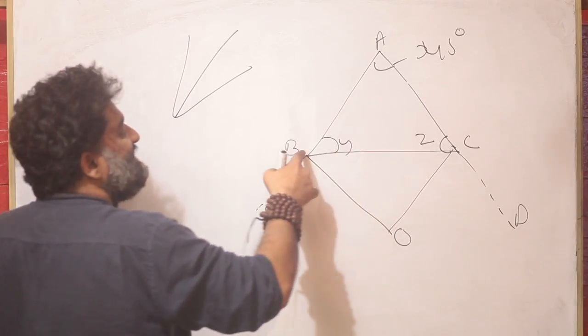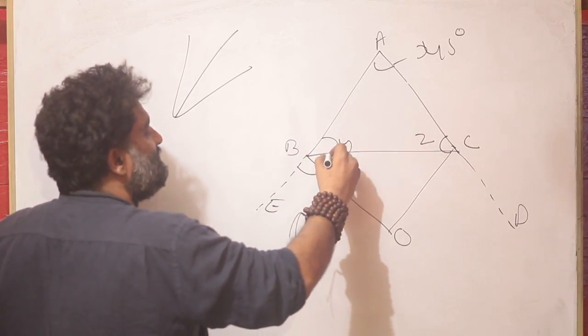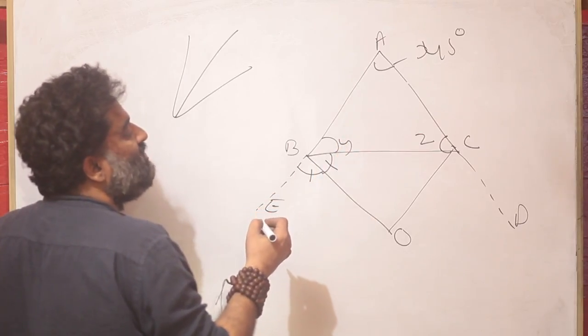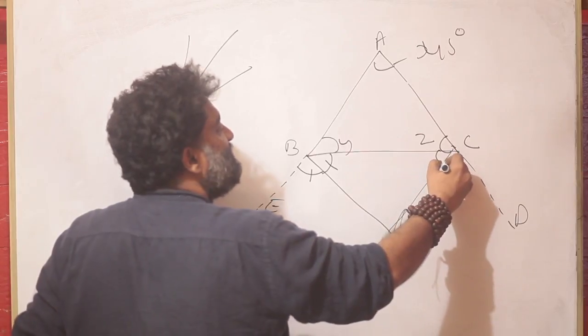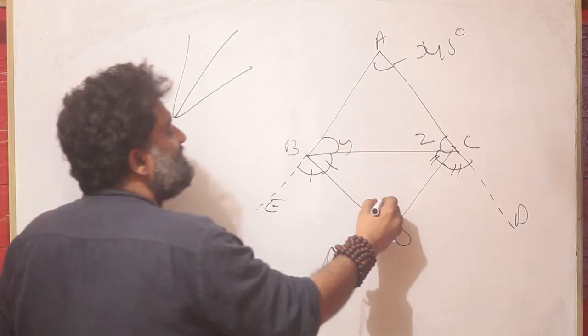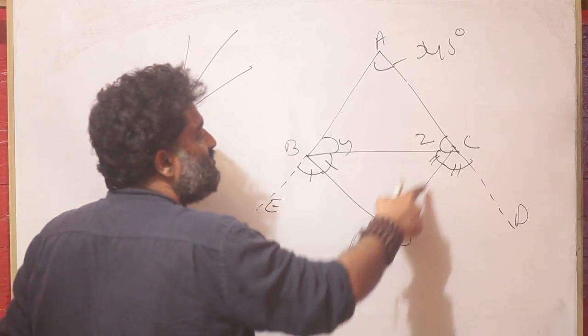That means the angle CBE is being divided, or bisected, into two parts. That means these two angles are equal to each other, and the same story is repeating here. These two angles are equal to each other. And my question is, what is the value of this angle? What is the value of angle BOC?